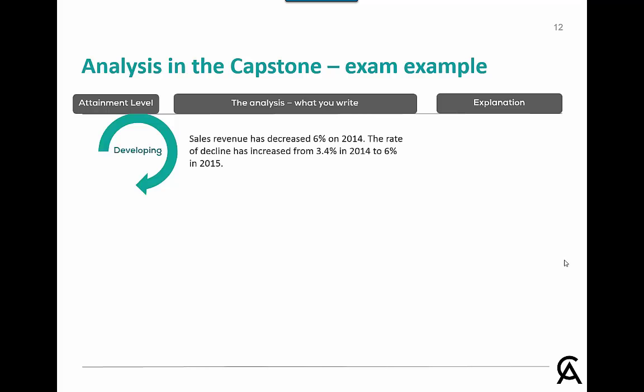So a candidate would have written to get developing: sales revenue has decreased by 6% on 2014. The rate of decline has increased from 3.4% in 2014 to 6% in 15. That's repetition of data. Even if we didn't tell them what those percentages were and they calculated themselves, it's just data. They've just calculated the decline, and that the decline is increasing.